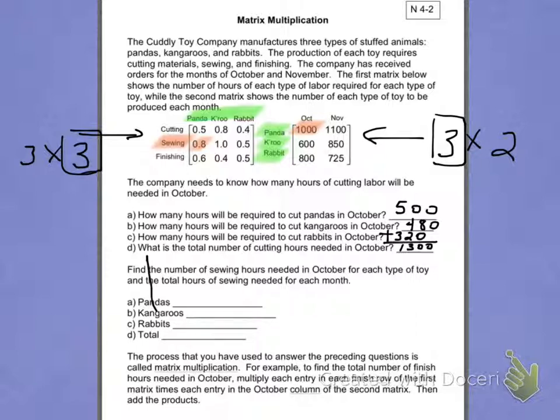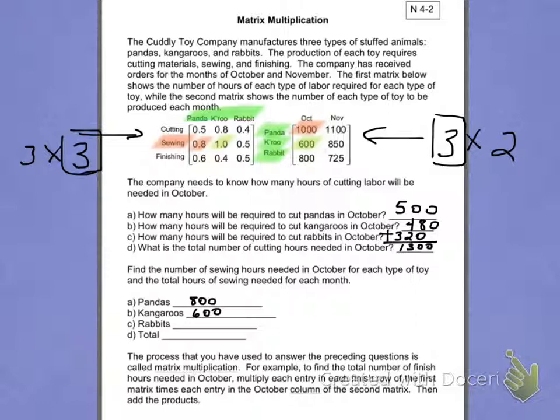So the sewing hours needed for pandas then are 800. 0.8 times 1,000. Now we have to go back and figure out for kangaroos. Well, for every kangaroo we need 1 hour of sewing. There were 600 of them ordered. Well, 1 times 600 then, it's going to require 600 hours of sewing in October.